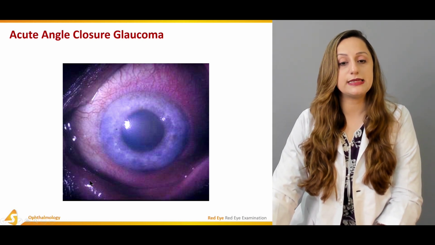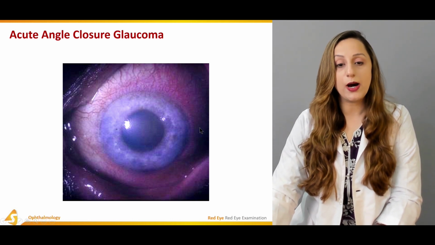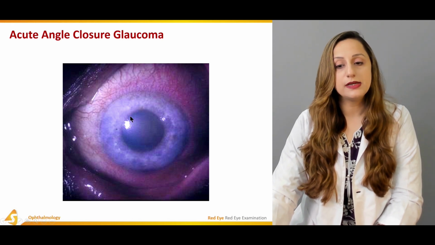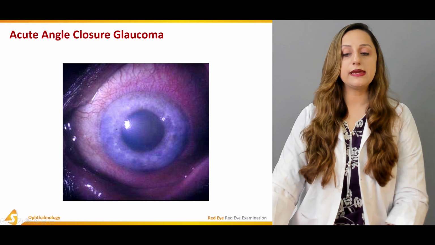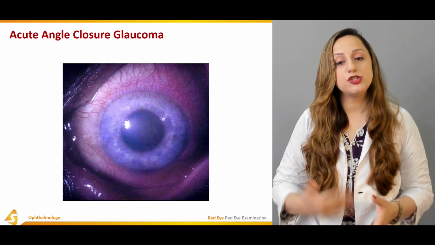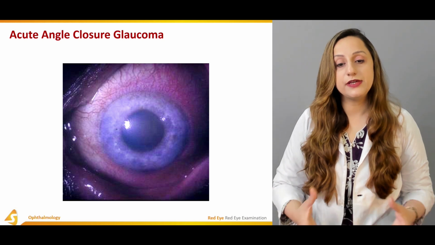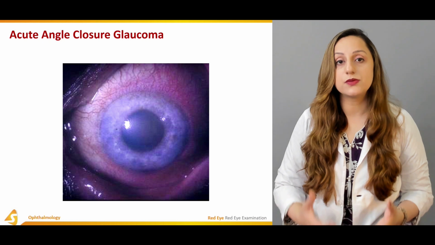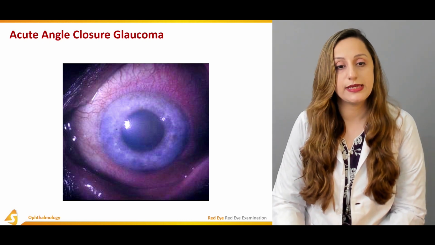Over here you can see the hyperemia observed on the sclera. Then we have a dilated pupil, and when we measure the intraocular pressure in these patients, it is usually raised, more than 20 millimeters of mercury in this particular case.